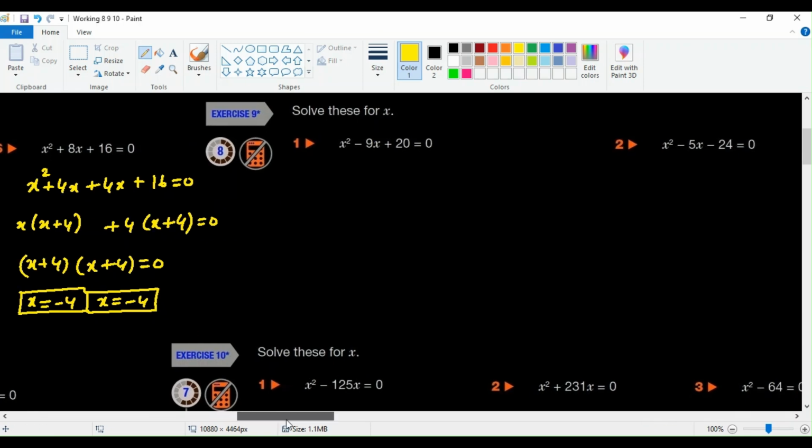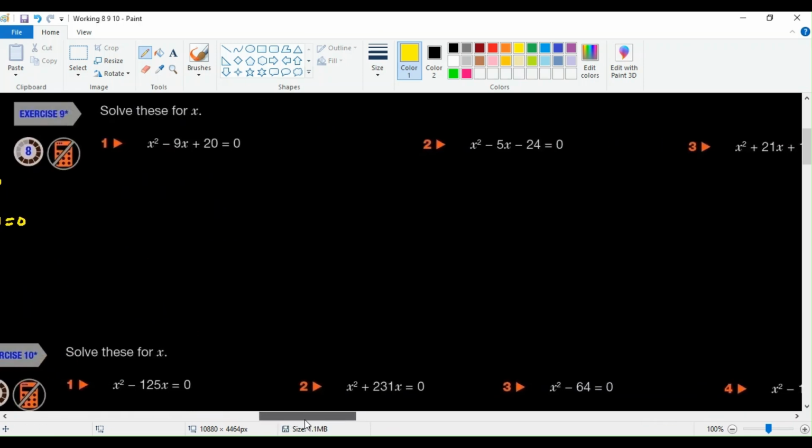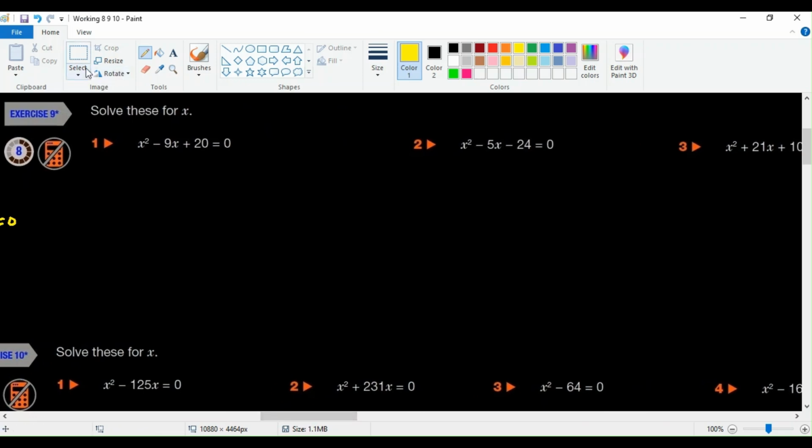Now comes exercise 9 star. In here we need to factorize, so I will write this one as it is, no change, and plus 20 equals 0. I know 4 times 5 is 20, and minus 4x and minus 5x gives us a minus 9. So the first factor is going to be x minus 4, something like this you write, and as usual x minus 4 you write this way.